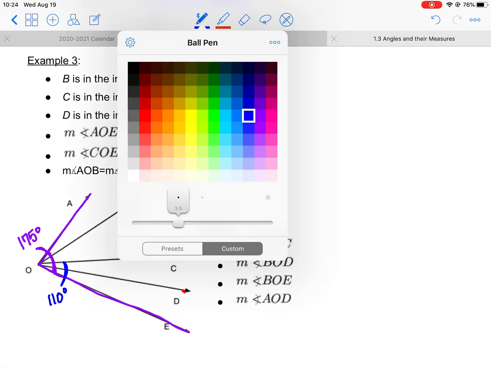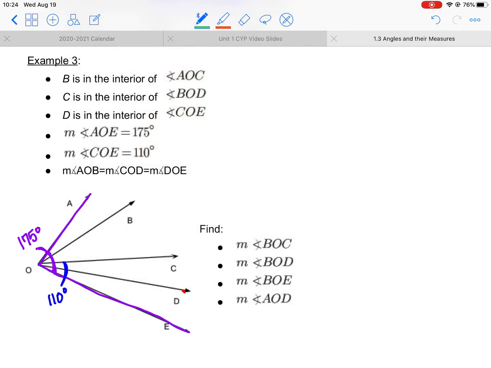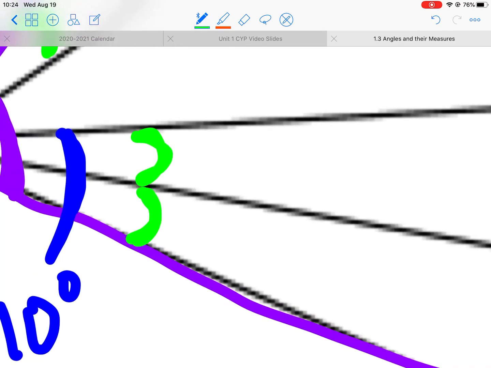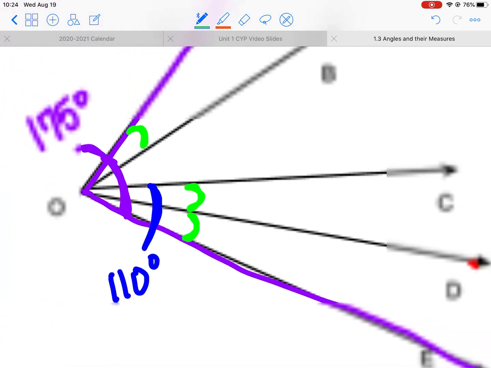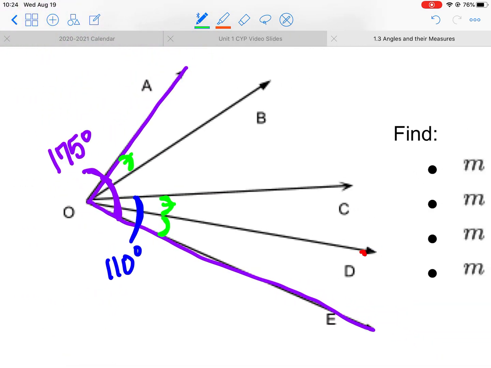The last thing it tells me, and the marking for a congruent angle, instead of a dash on a line segment, is a little arc inside the angle. So the measure of angle AOB, so I'm going to loop that around, is congruent to the measure of angle COD, and that's congruent to, or equal to, the measure of angle DOE. Notice that this green right here does not loop all the way across like these others did. It's a little arc inside the angle, and that's what tells me that they are congruent.